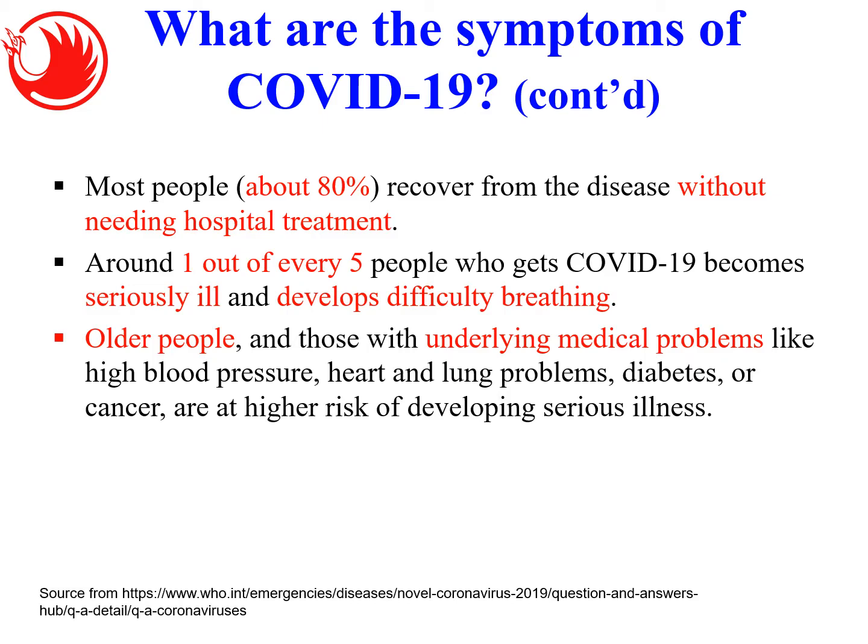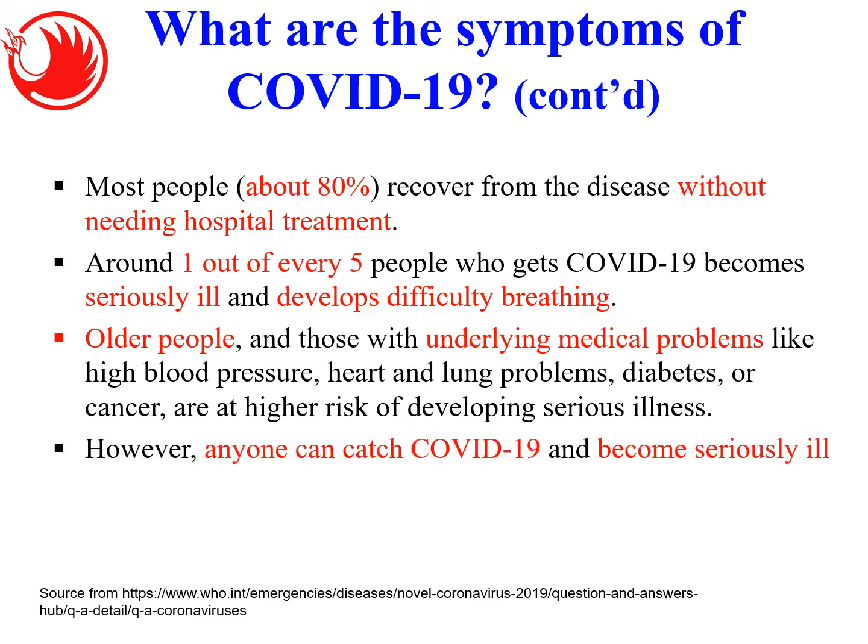Okay. So older people, those with underlying medical problems like high blood pressure, heart and lung problems, tend to have a risk of developing serious illness because COVID-19 affects blood vessels. So the blood vessel, the blood flow becomes affected. So those with heart problems, hypertension, lung problems, diabetes, cancer, they already have problems with blood circulation. So the COVID-19 virus makes the blood flow even worse. So that's why the person might become very, very ill.